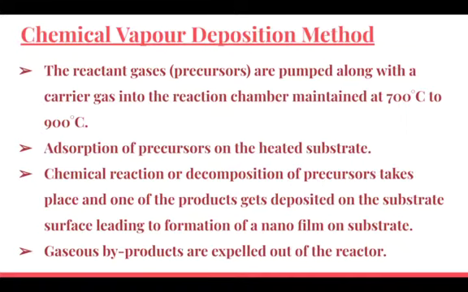Adsorption of precursors will take place on the heated substrate. Chemical reaction or decomposition of precursors takes place, and one of the products gets deposited on the substrate surface, leading to the formation of a nanofilm on the substrate. And the byproducts formed during the reaction are expelled out of the reactor. Now, these are the steps involved in chemical vapor deposition method.